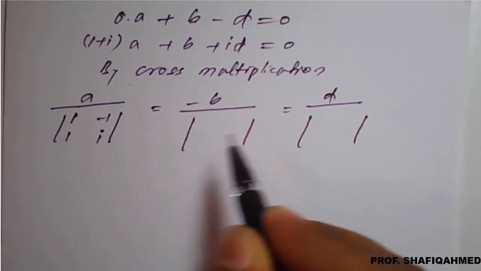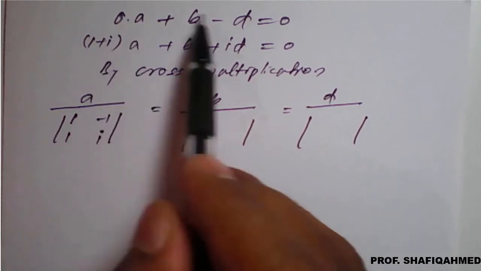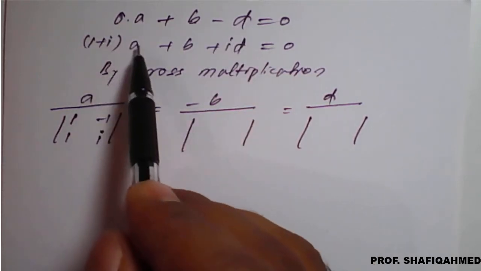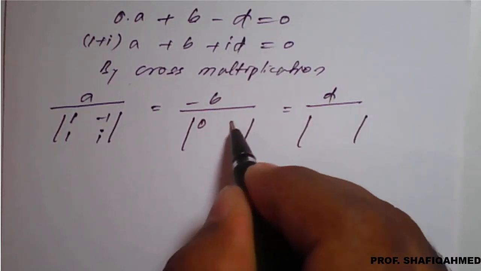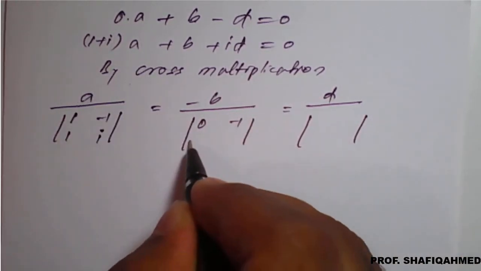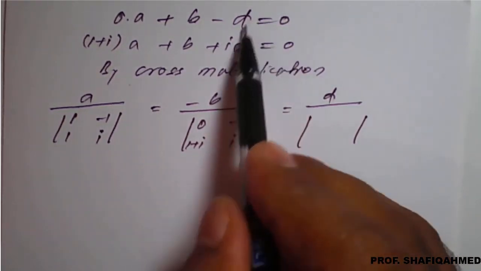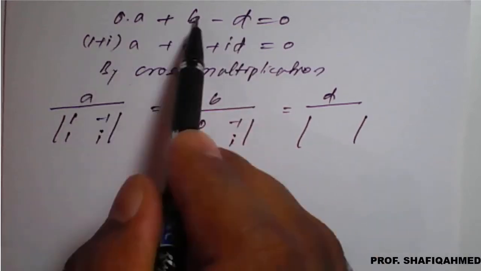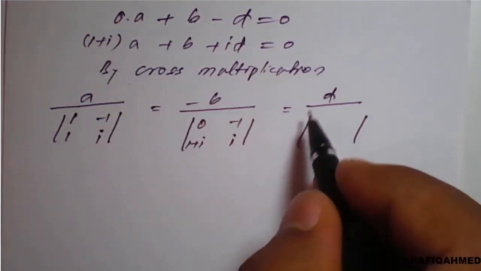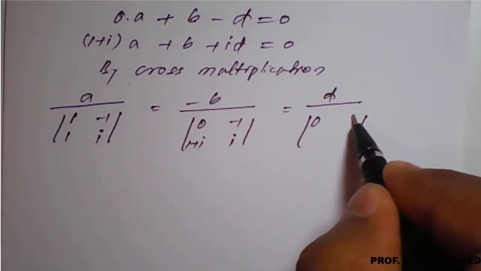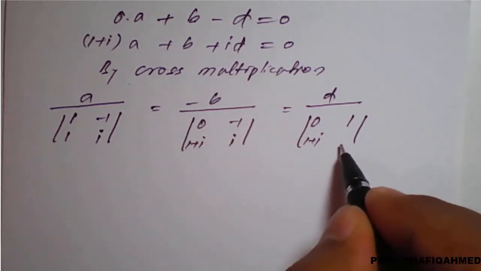Similarly, to get the value of b, we have to hide b, so 0 into a minus d, 1 plus i into a and id. So the coefficient of a is 0, coefficient of d is minus 1, coefficient of a is 1 plus i, coefficient of d is i here. Similarly, to get the value of d, we hide d, so we take 0 into a, b, 1 plus i into a and b. So the coefficient of a is 0, coefficient of b is 1, coefficient of a is 1 plus i, and coefficient of b is 1 here.